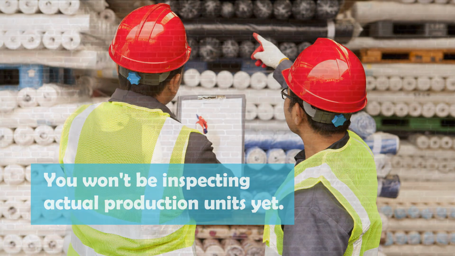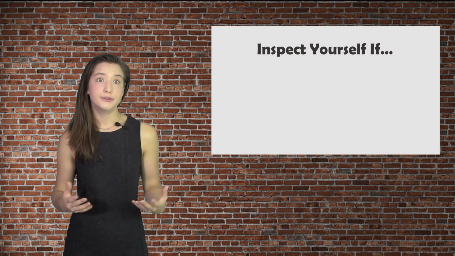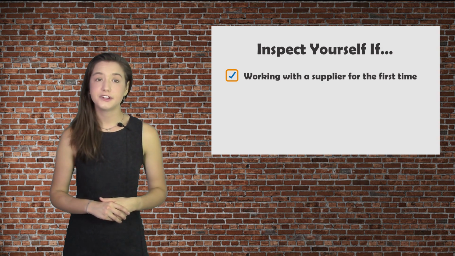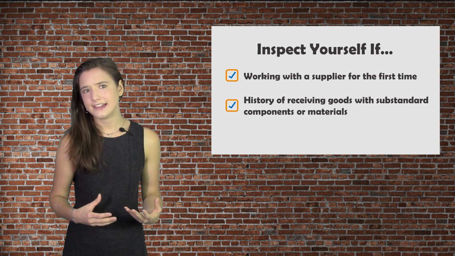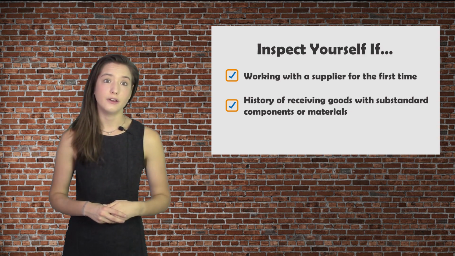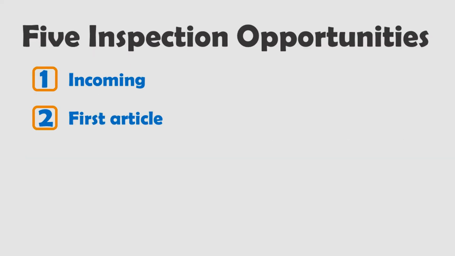You can often rely on your supplier to perform this check, but there are some cases where you might want to perform it yourself. These might include working with a supplier for the first time, or if you have a history of receiving goods containing substandard components or materials, or maybe you need to verify rare or expensive materials or components. Your next quality control opportunity is first article inspection.